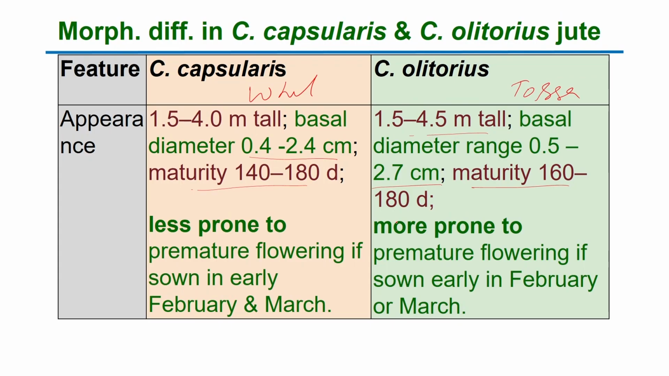And white jute is less prone to premature flowering if sown in early February or March, while Tossa jute is more prone to premature flowering, which is a negative point. More prone to premature flowering if sown early in February or March. It means if it is not sown at the right time, then it will yield less, as its flowering will happen early.